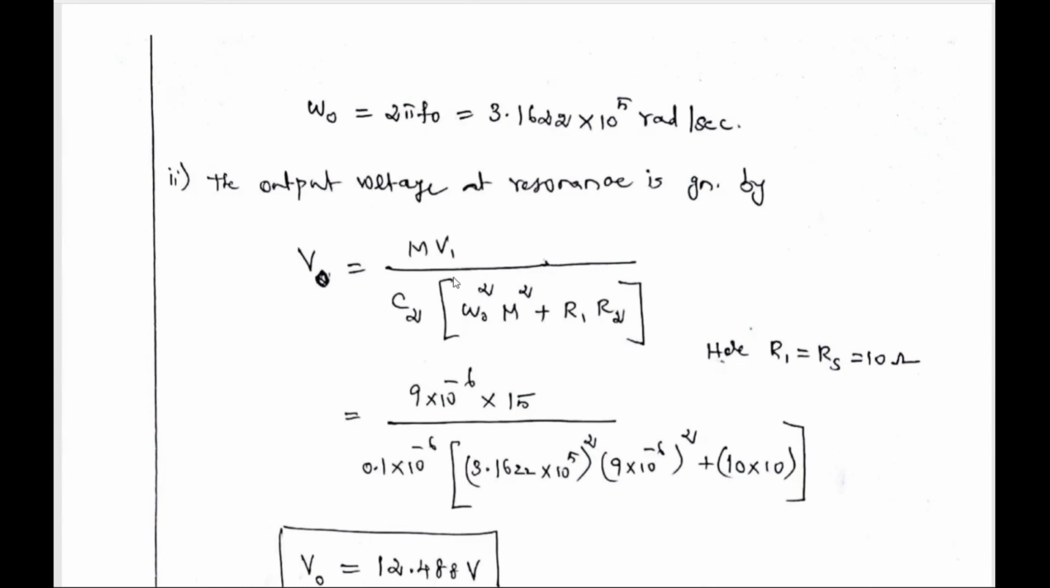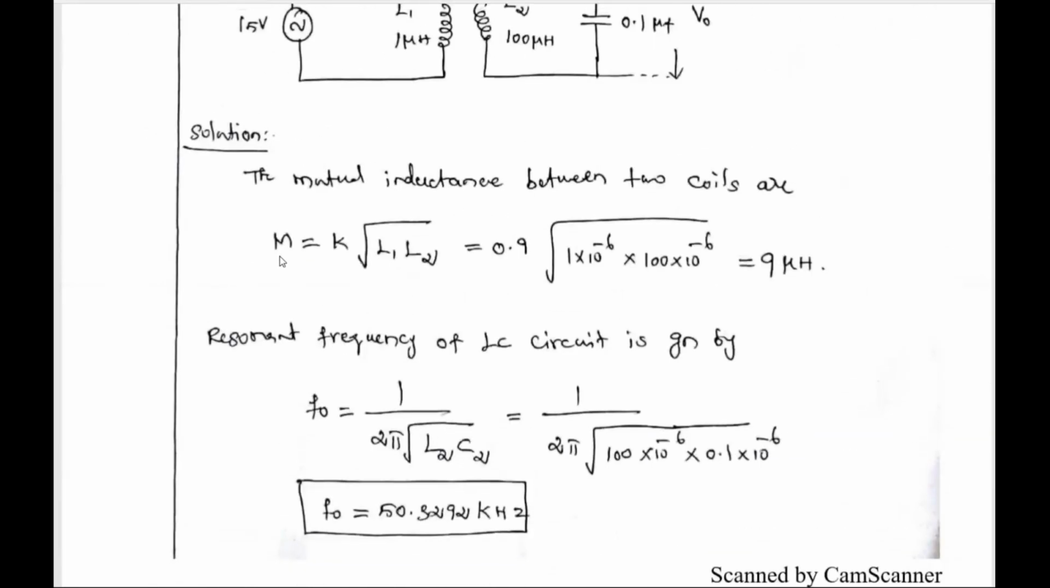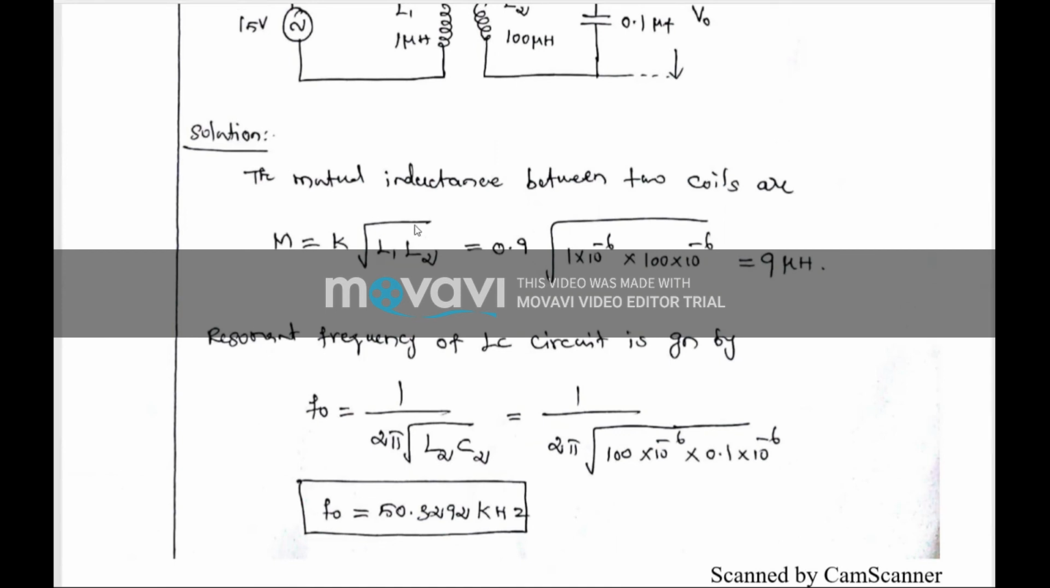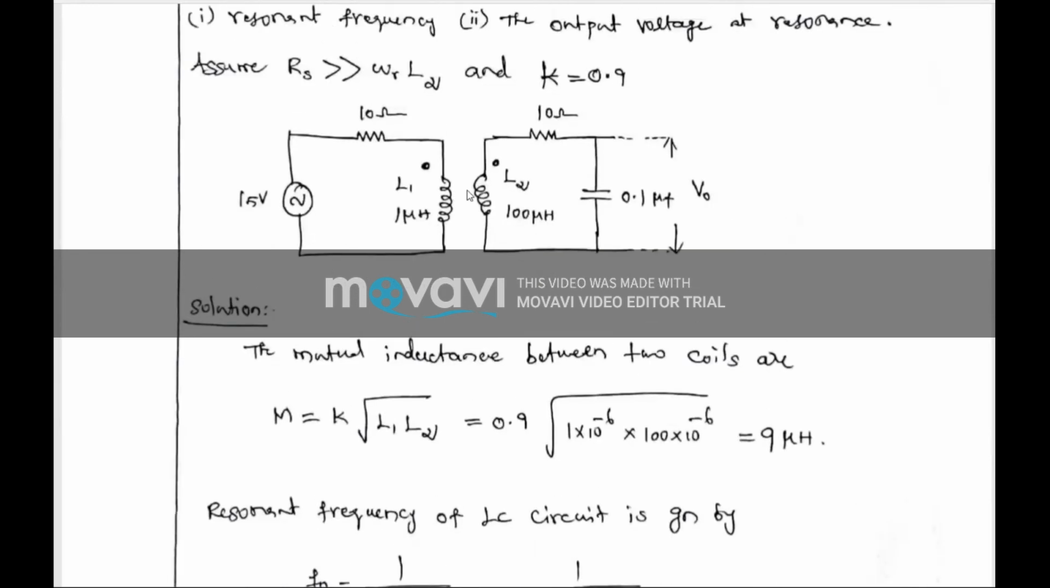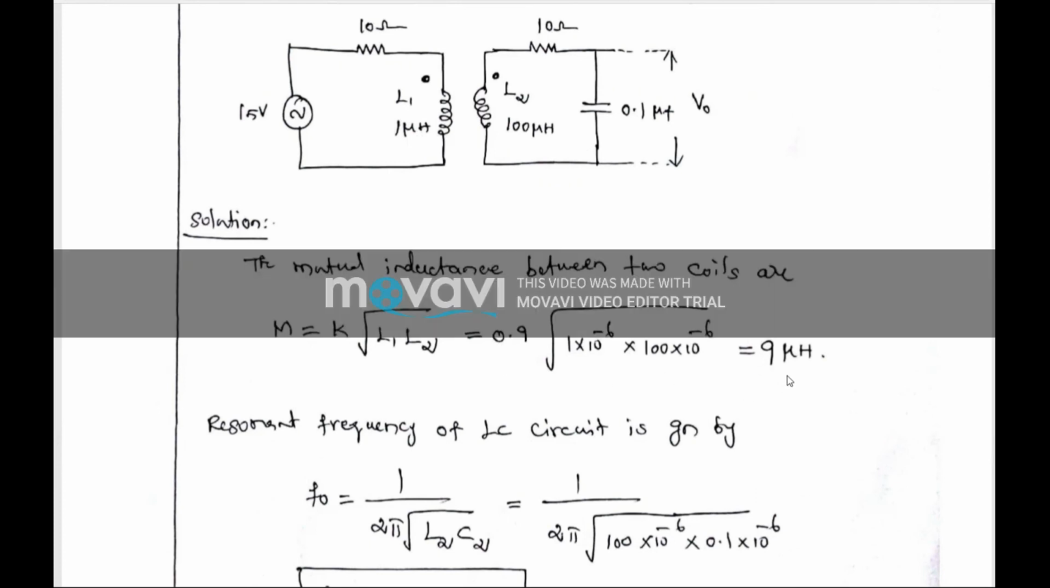So what about M? M is the mutual inductance, so we have to calculate the value of mutual inductance. Already you know the formula. M is equal to K into square root of L1 L2, where K is the coefficient of coupling, and L1 and L2 are the primary coil and secondary coil inductance values. You just substitute the values. K is given as 0.9, L1 is 1 microhenry, L2 is 100 microhenry. You just substitute and find the answer, 9 microhenry.